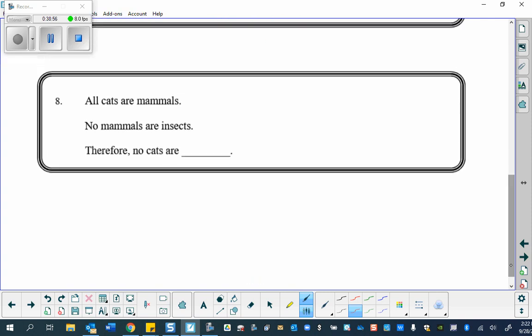Hey, I want to talk to you about this last one. We had 3 examples of law of detachment. This is a law of syllogism. Are you ready? If it's a cat, then it's a mammal. And by the way, no mammals are insects.